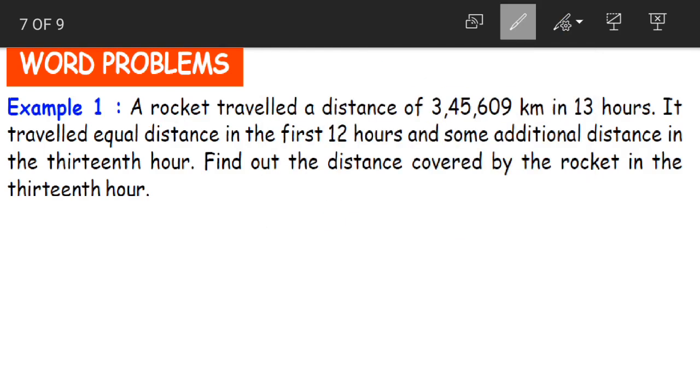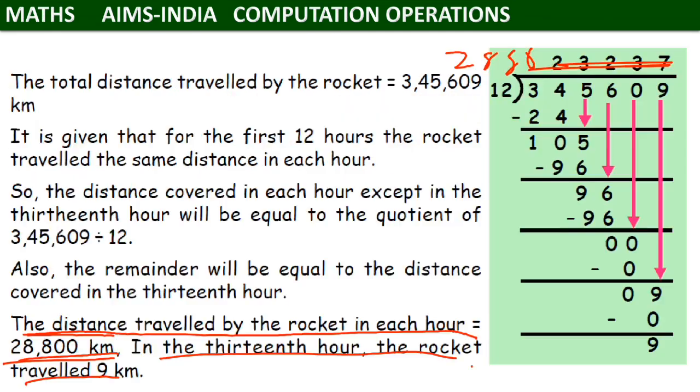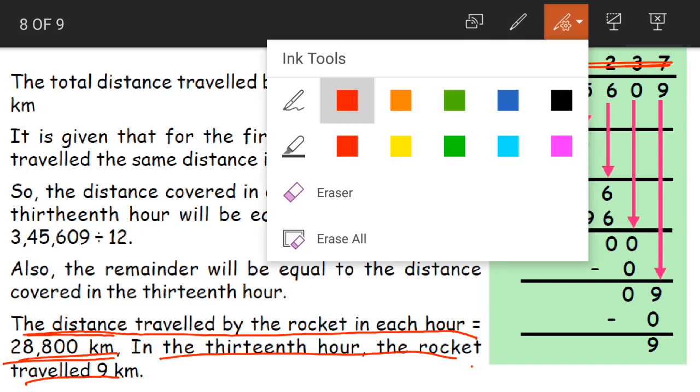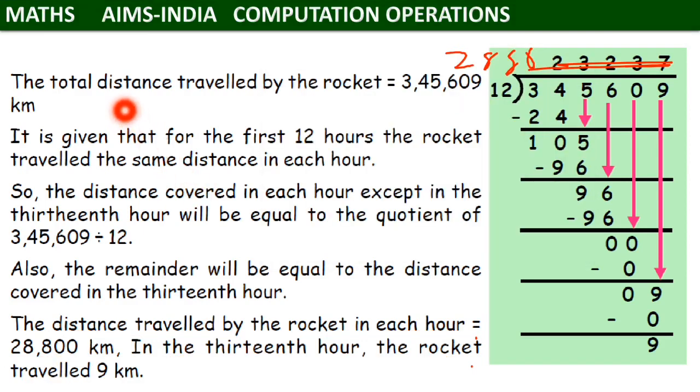Yes, children, now let us look at the problem. What will be the first step? First step will be to write the information given in the question. So what is the information given here? 3,45,609. Now what is this? This is the total distance. This is the total distance travelled by the rocket, which is equal to 3,45,609 kilometers. It is given that for the first 12 hours, the rocket travelled the same distance in each hour.